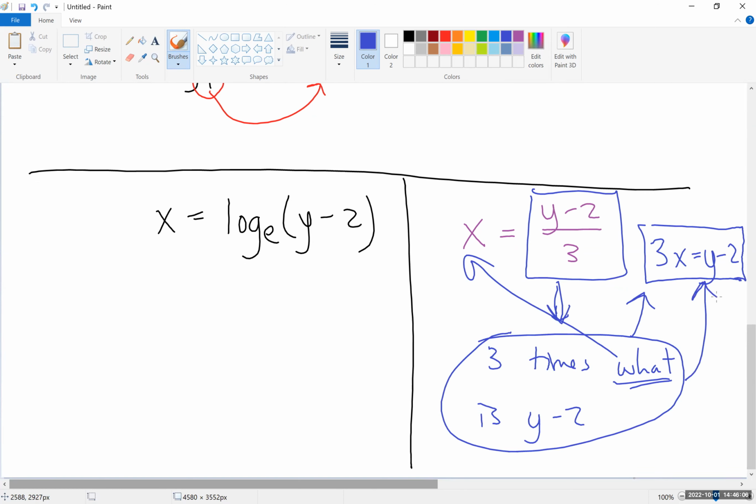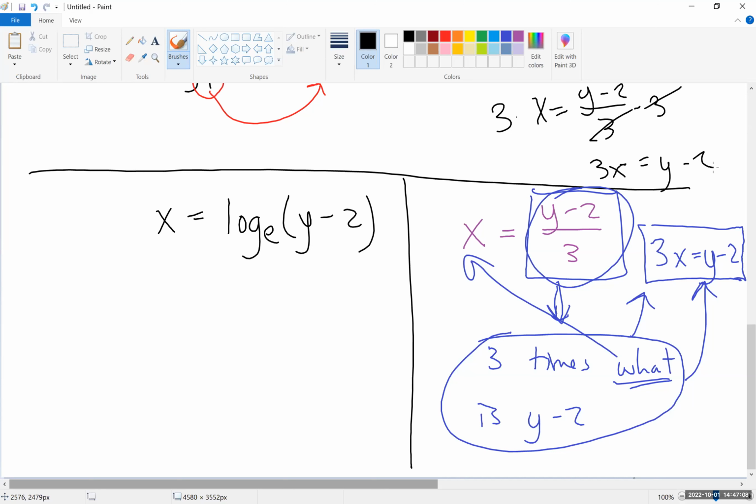What are you all going to do on this problem right here? I'll pause for it. And by the way, once you multiply both sides by 3, you get 3x equals y minus 2.